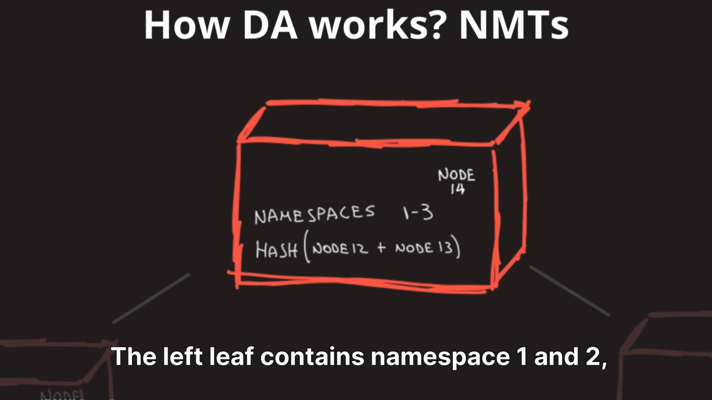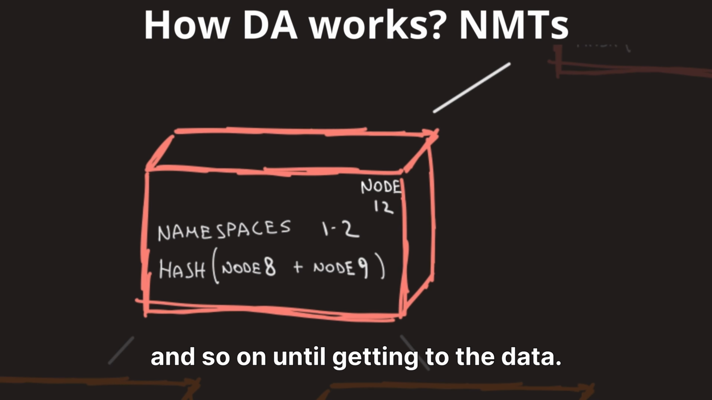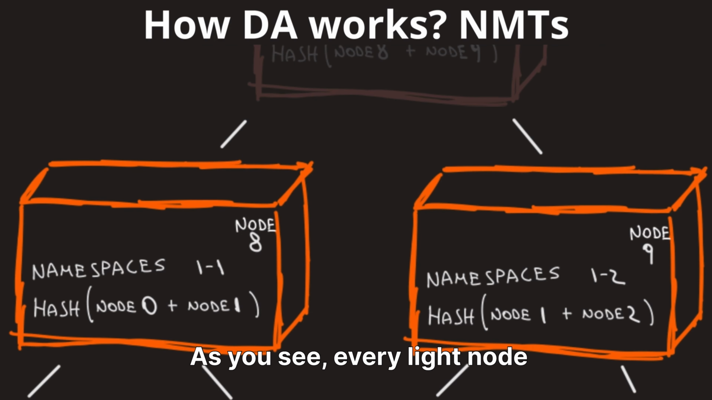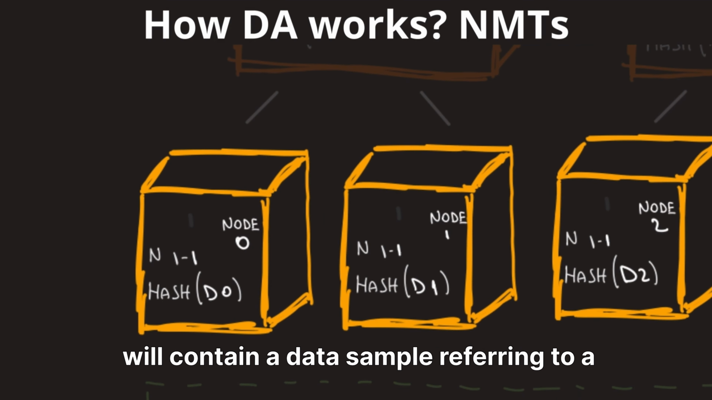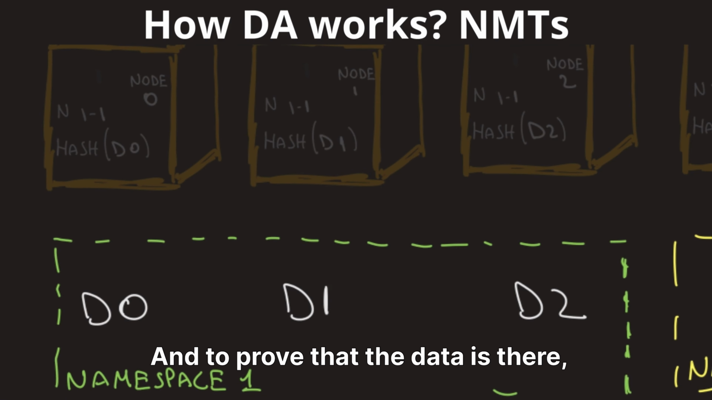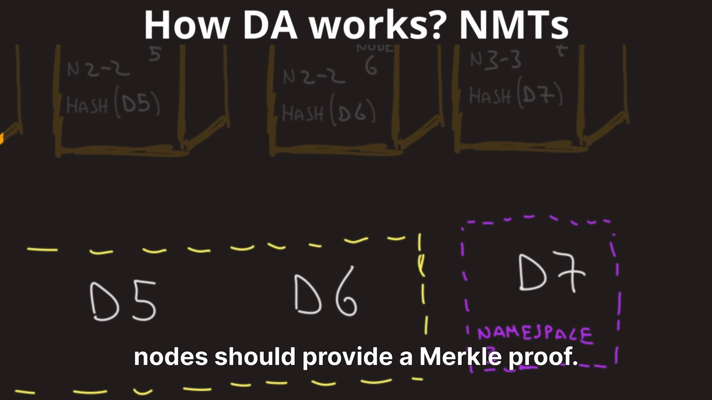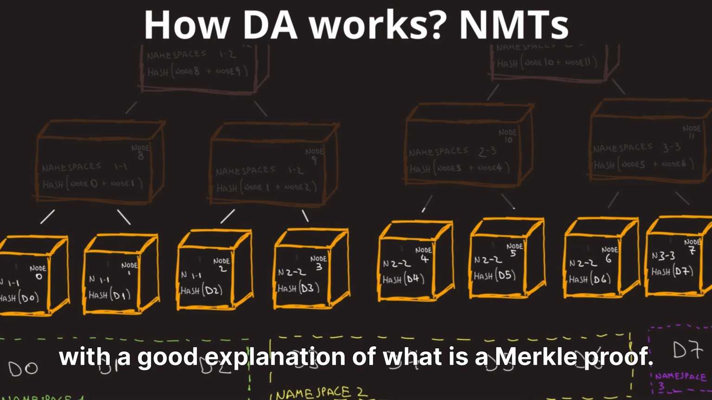The left leaf contains namespaces 1 and 2, the right leaf contains namespaces 2 and 3, and so on until getting to the data. As you see, every light node will contain a data sample referring to a namespace. And to prove that the data is there, nodes should provide a Merkle proof. I'll put a link in the description with a good explanation of what a Merkle proof is.